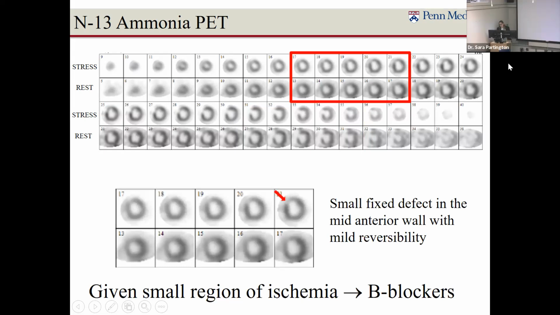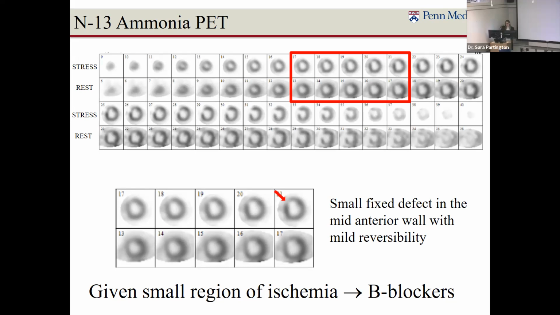Here in the mid anterior wall, you can see that there's a small perfusion defect. It's there at rest, but is a little bit more pronounced with stress. And so this represented a small fixed defect in the mid anterior wall with mild reversibility.